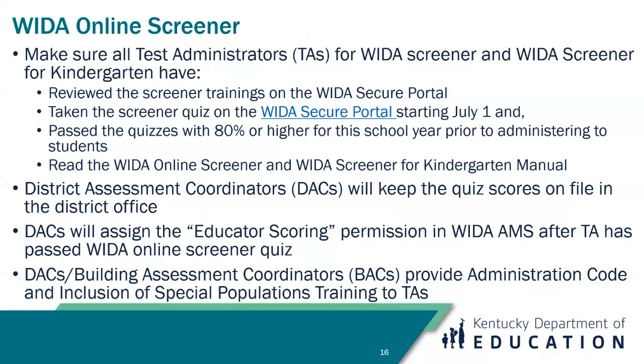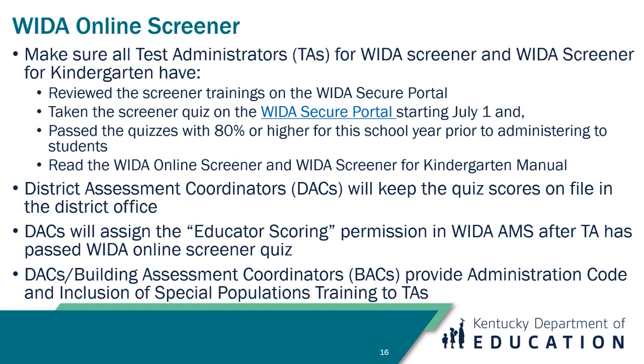For the WIDA Online Screener, make sure all of your TAs have reviewed the screener trainings, done them, and taken the quizzes on the WIDA Secure Portal and passed them with 80% or higher. Those screener trainings always start July 1. As a DAC, you will keep those quiz scores on file in the district office.